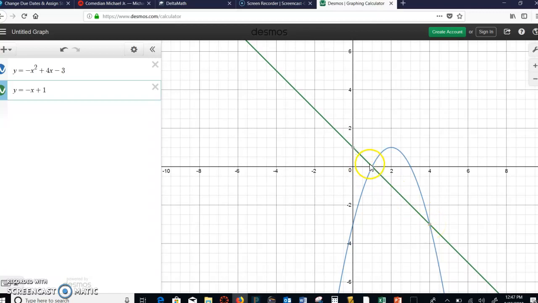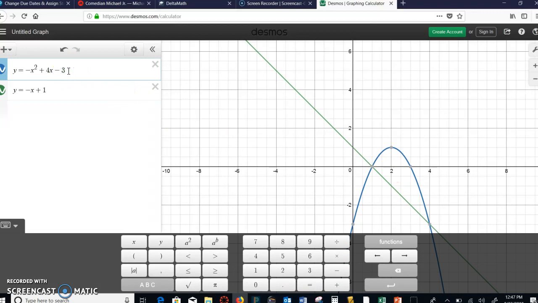So it's possible here that there are two solutions. It's also possible that there is one solution if they only crossed in one place, and you could obviously tell that there's a chance that there would be no solutions if these two graphs never crossed.